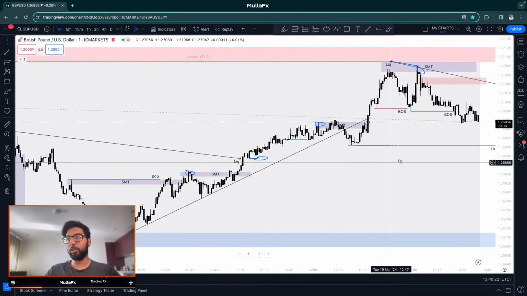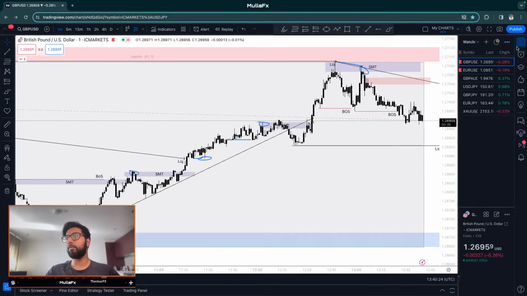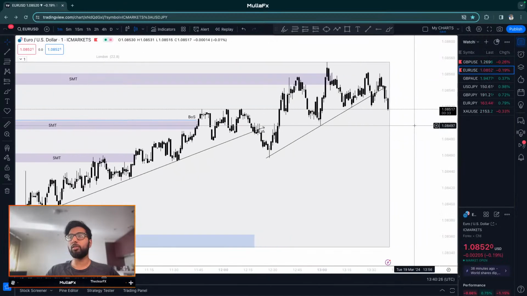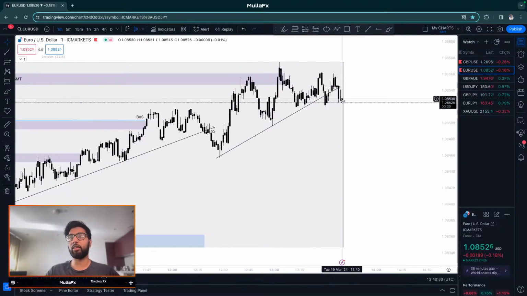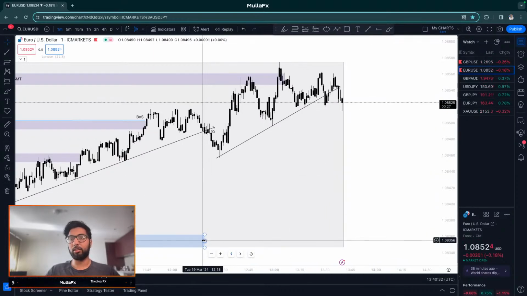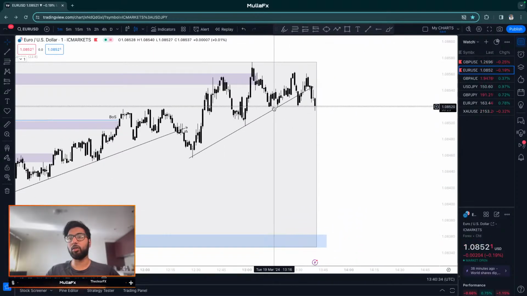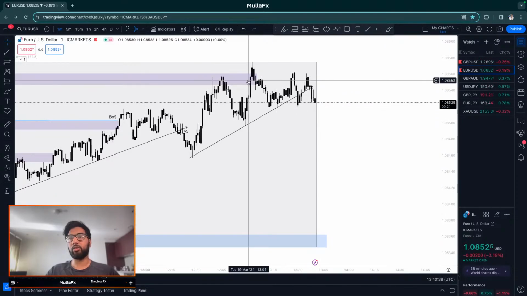We can have a look at Euro USD as well, because Euro USD usually is something that mirrors. So you can actually see clearly over here, Euro USD looks like a clear sell. This might actually even be a better opportunity. So we can clearly see that smart money traders try to sell over here. This is a smart money trap.